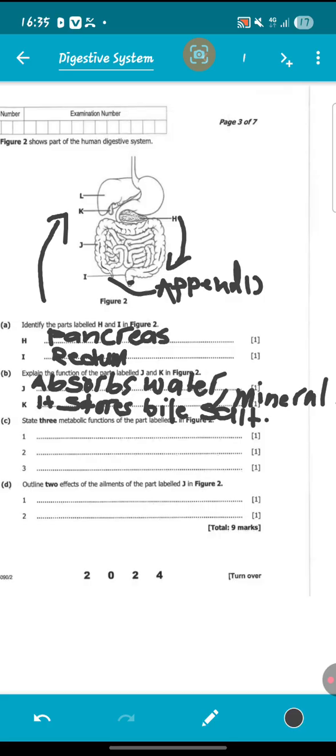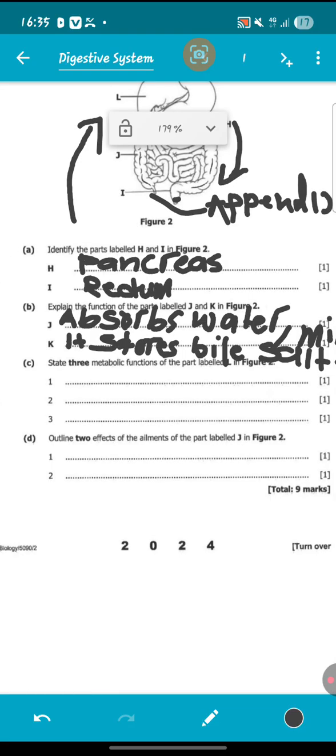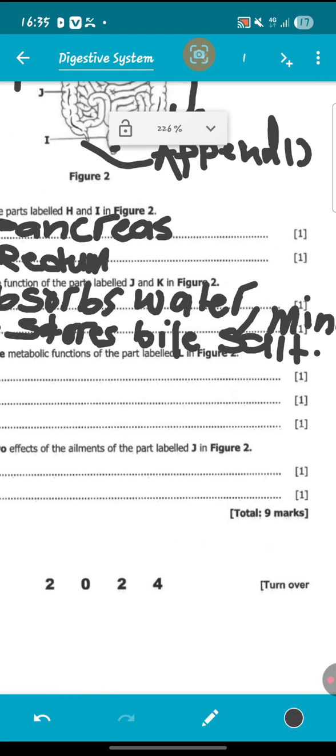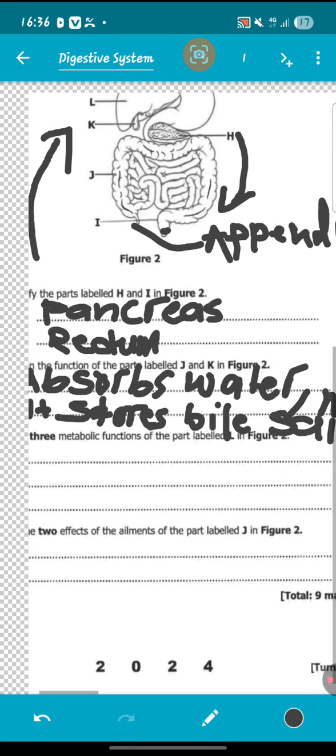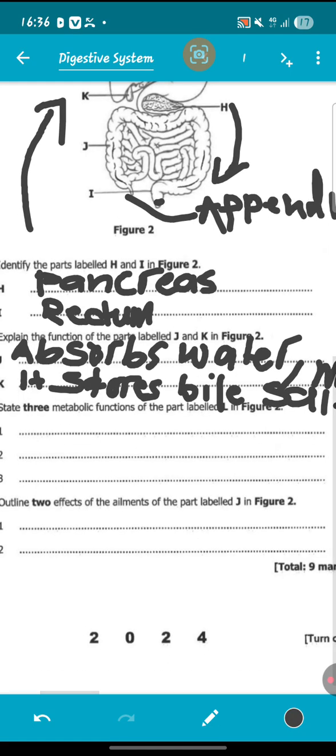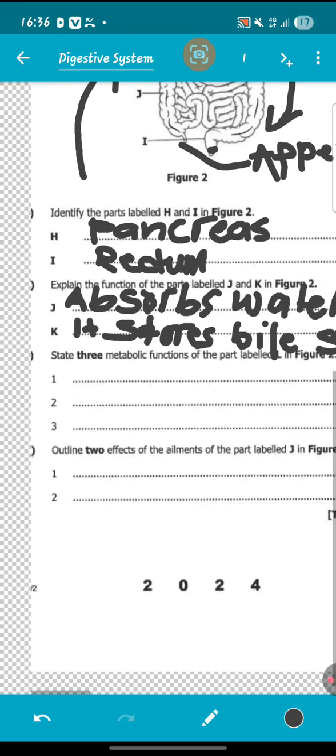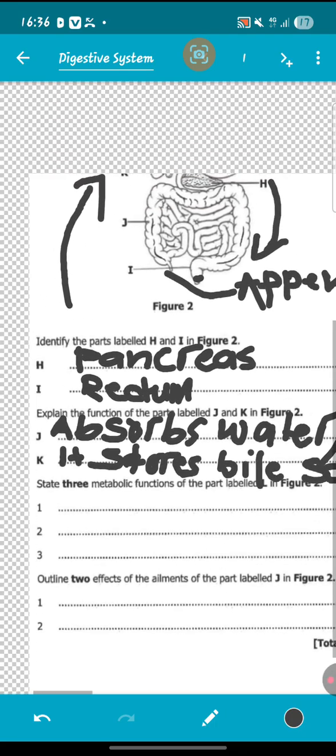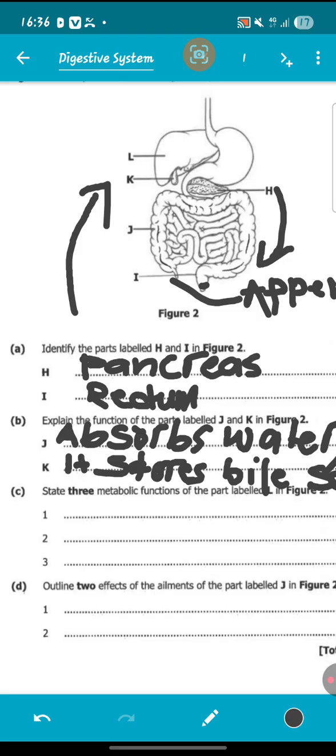Right. Then we got the next question, which says state three metabolic functions of the part labeled L. This part labeled L is just a liver. And what's the function of the liver?